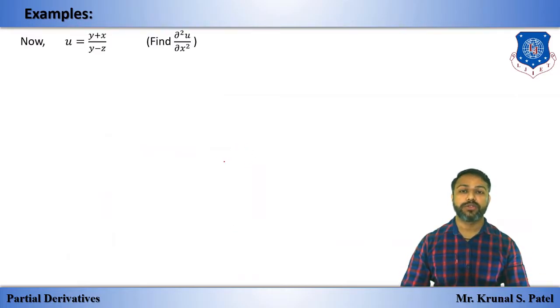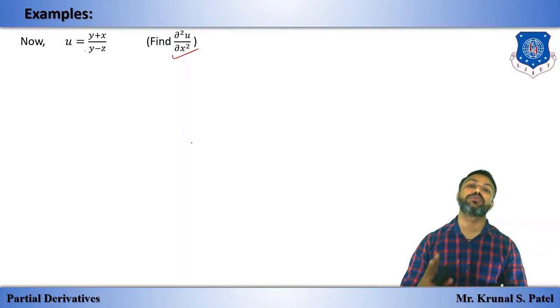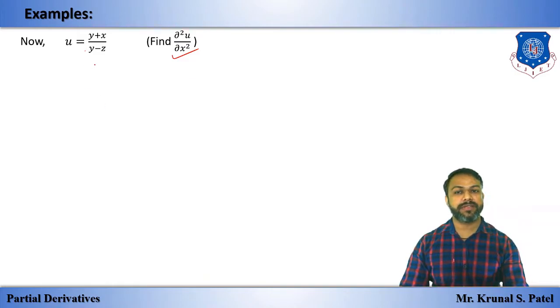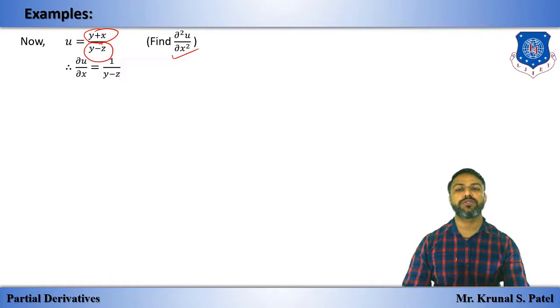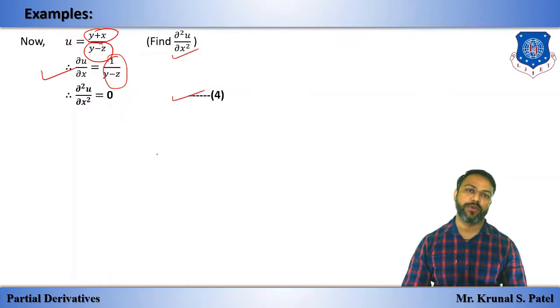What we want to find, the u is given, and we want to find del square z by del x square, two times with respect to x. It is clearly seen that in the denominator there is no x, so the denominator is constant, and the derivative of the numerator with respect to x will be 1, because differentiation of y is 0, y is constant. So 1 upon y minus z, again differentiate this with respect to x, there is no x in this term, so the derivative of a constant is 0. This is our equation number 4.